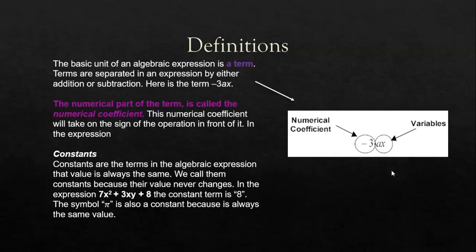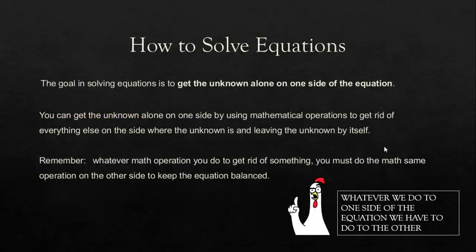We also talked about this before, but just to review, the number in front of your letter is your numerical coefficient, and your variables are any of the letters attached to it. Our numerical coefficient also includes the negative sign if there's a negative sign in front. We can also sometimes talk about the symbol pi. That's also a constant because it's always the same value. Pi is an infinite decimal, but it is in fact always the same value. Whereas the variables can be anything that we let them be. They hold the place of a number.